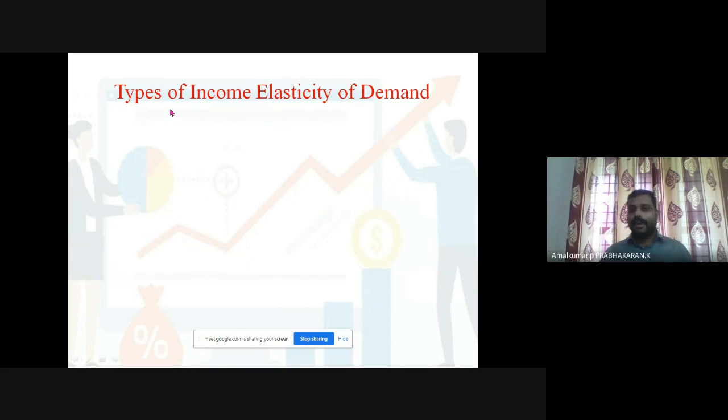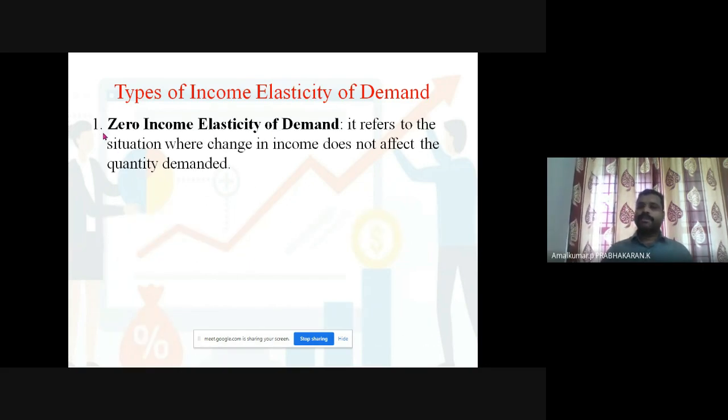Then there are different types of income elasticity of demand. There are three types. The first one is zero income elasticity of demand. It refers to the situation where a change in income does not affect the quantity demanded.